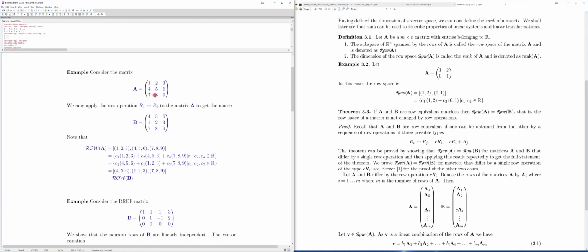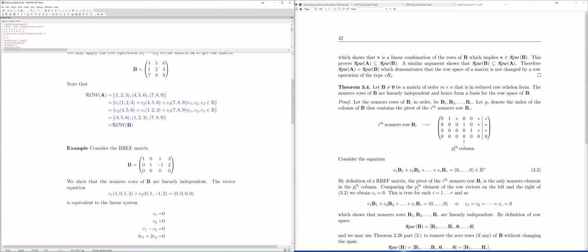And what that means is that if you do a sequence of row operations, each time you do a row operation, your row space isn't going to change. So even if you had a long list of row operations taking you from one matrix to the next matrix, at each step the row space doesn't change. So overall the row space is not going to change from your start matrix to the end matrix. So that's really how theorem 3.3, that's the idea of it.